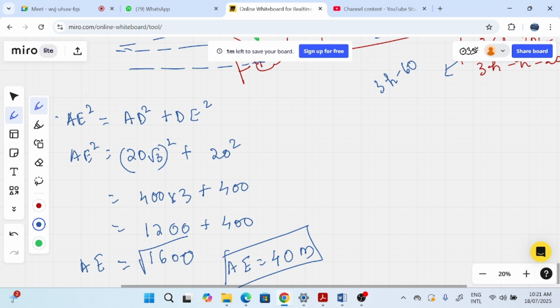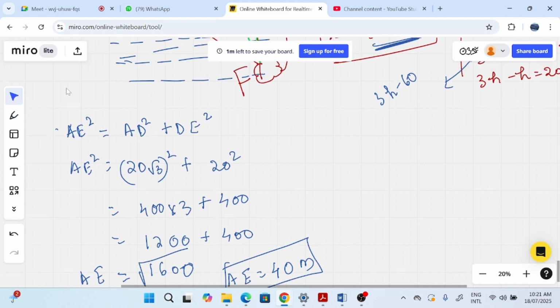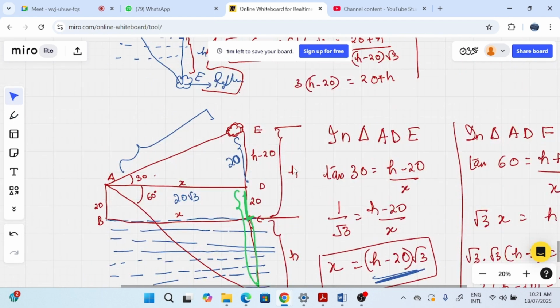That is how you get your answer. It's a 5 marker. It is worth 5 marks because there is a lot of work to be done in this question.